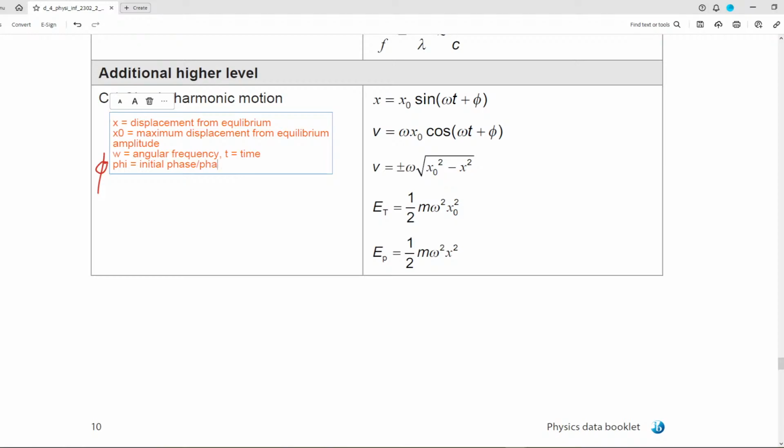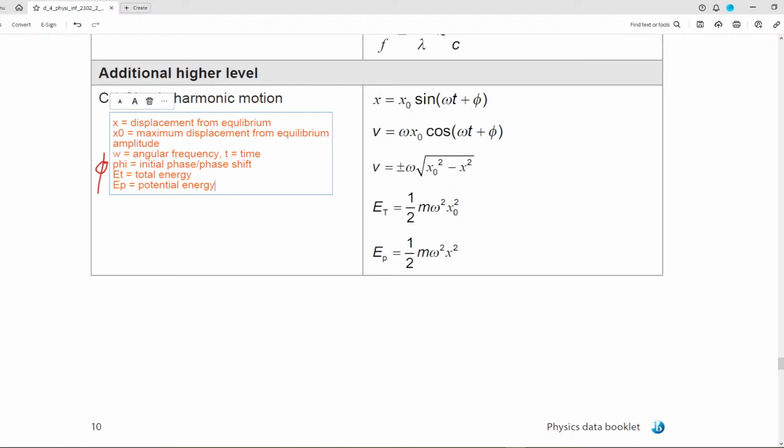I just say phase shift, because that's a language probably used in math class. All right, and of course ET is total energy. It's EP and EK, and EP of course is potential energy. By the way, you can actually calculate what EK is.